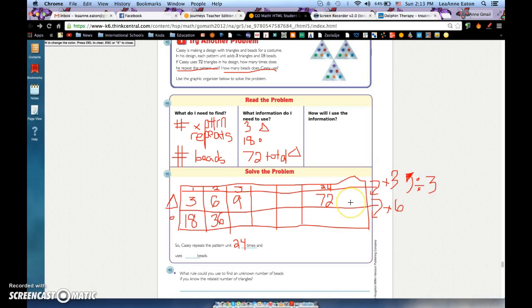And then to find out the number of beads that we use, we simply do 72 times 6. 6 times 2 is 12. 6 times 7 is 42, plus 1 is 43. So we used a total of 432 beads. Okay? 432 beads.